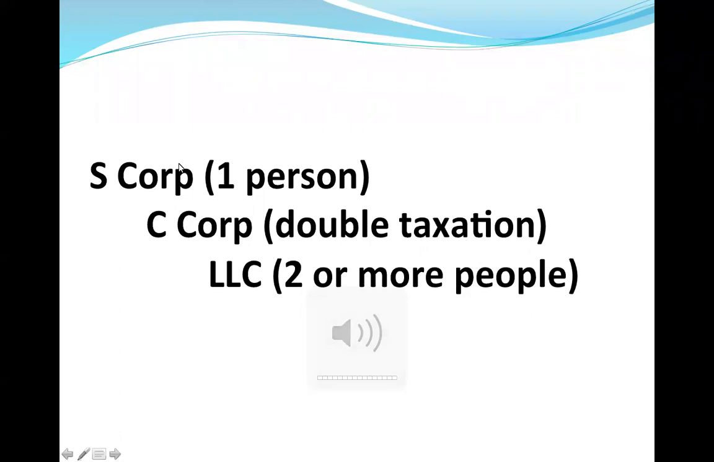Awesome. So we'll just quickly summarize what I just said. You have to create your corporation, or your LLC, as step number one. If you're going to be just by yourself, it's an S Corp. If you're going to be two or more people in the business, then an LLC. Make sure you do not create a C Corp because of double taxation, as a corporation and then as an individual.